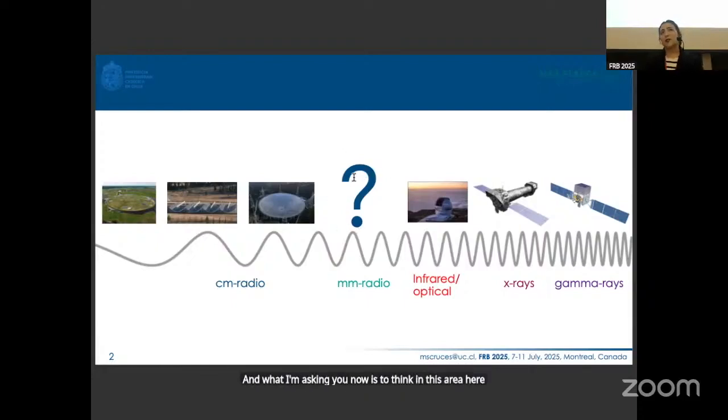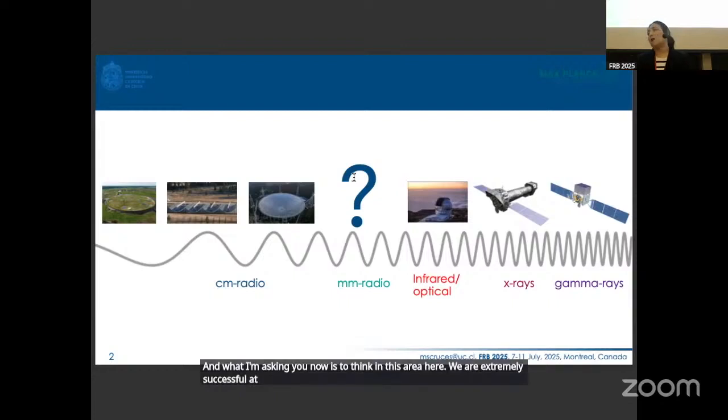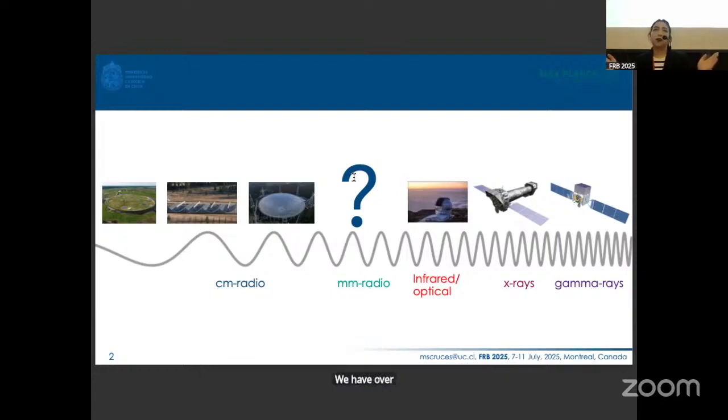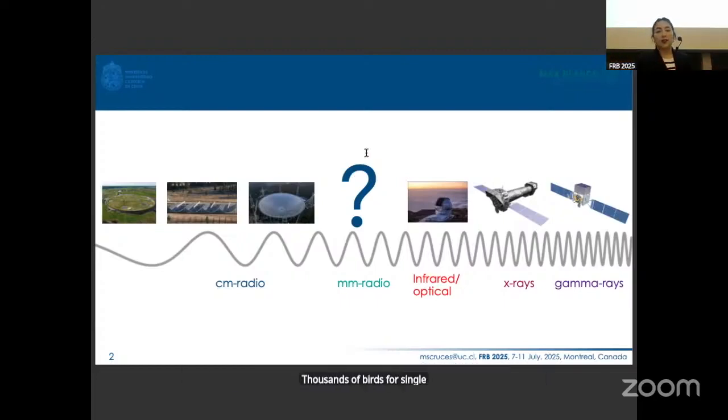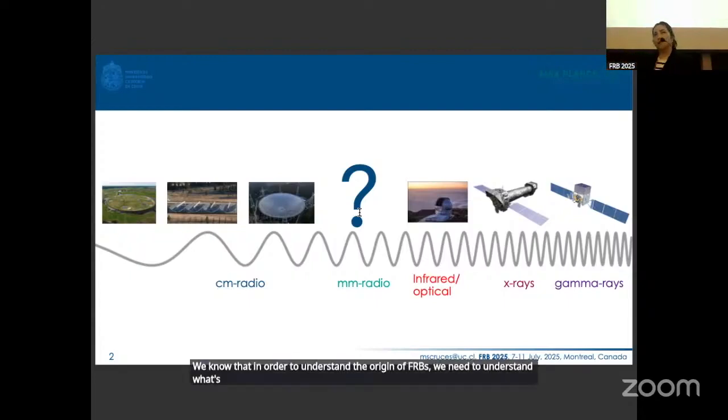We are extremely successful at centimeter waves. We have over thousands of FRBs already discovered. Somewhere around the L band, you have thousands of bursts for single sources, but what happens somewhere in the middle? We know that in order to understand the origin of FRBs, we need to understand the emission mechanism behind. And this is why we do plenty of multi-wavelength follow-ups.